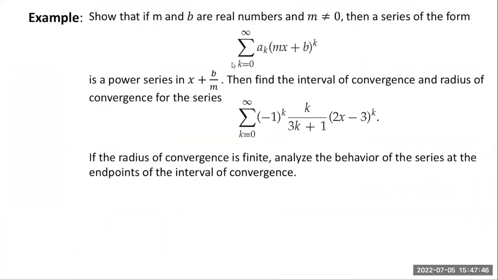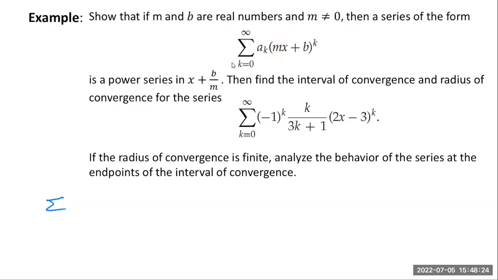Here is the last example that I want to go over. Let's go over this quickly. Show that if m and b are real numbers and m is not equal to 0, then a series of the form sigma k goes from 0 to infinity of a_k times (mx plus b) to the power k is a power series in x plus b over m. Can we show that? Actually, that's not hard. It's kind of a trivial thing. Let's show that this is nothing but a power series given that m is not equal to 0.